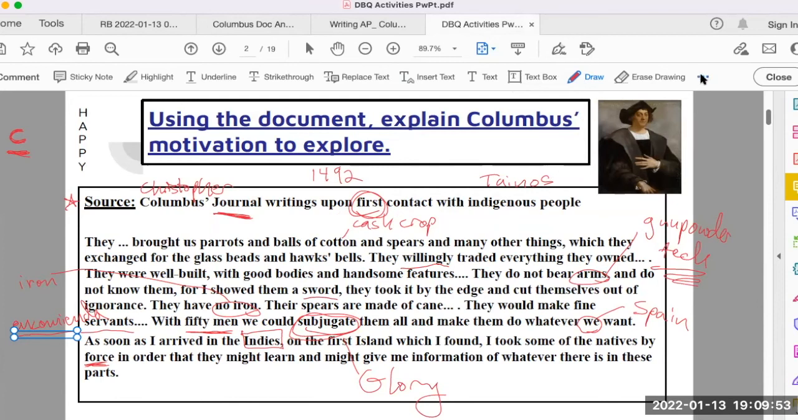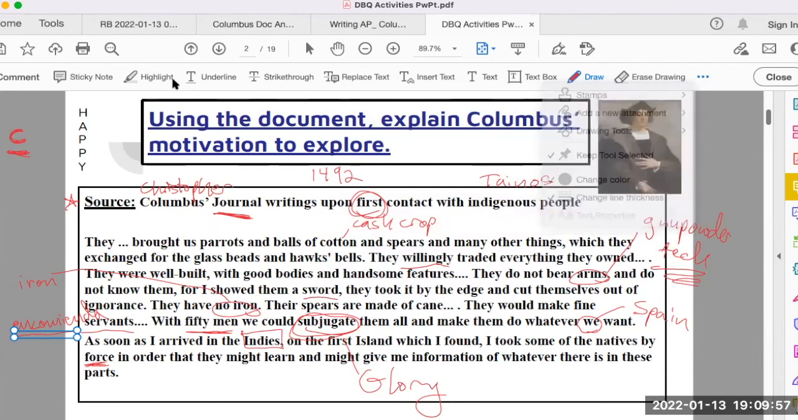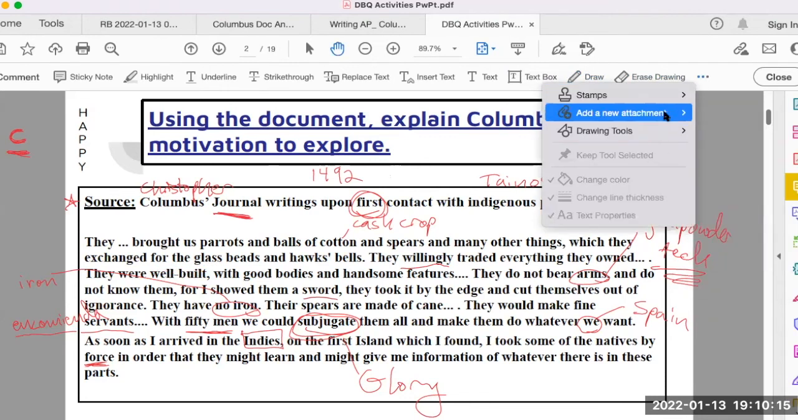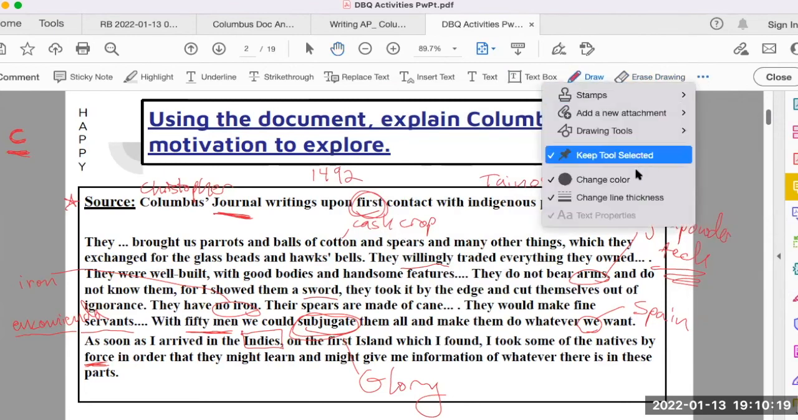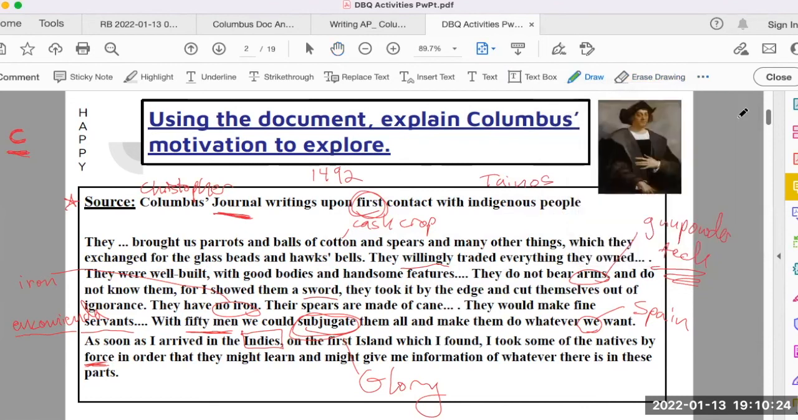So first, let's look at respectful. Let's see if I have a highlighter. Let's see if the highlighter works. Respectful diction or word choices that he uses in describing the natives. Well, you could say that they're well built. It's not highlighting. Let's change the color then. Let's do green. Let's do green for respectful.